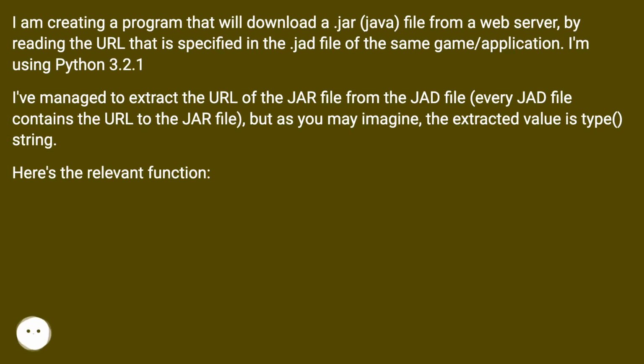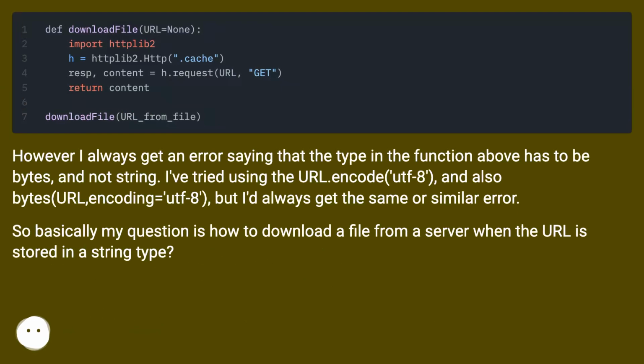Every JAD file contains the URL to the jar file, but as you may imagine, the extracted value is type string. Here's the relevant function. However, I always get an error saying that the type in the function above has to be bytes, and not string. I've tried using the URL.encode, UTF-8, and also bytes, URL encoding equals UTF-8, but I'd always get the same or similar error. So basically my question is how to download a file from a server when the URL is stored in a string type?